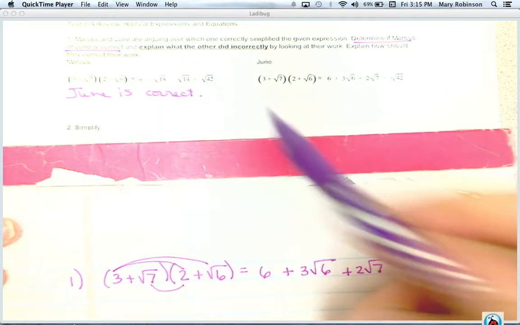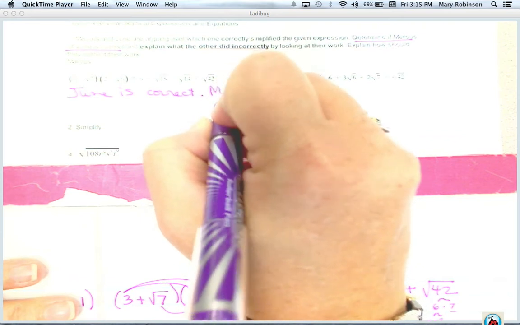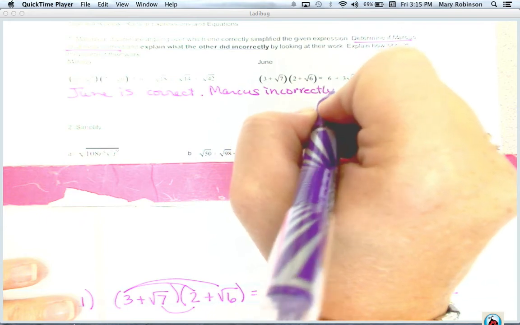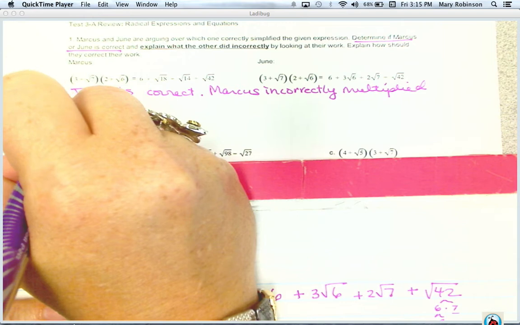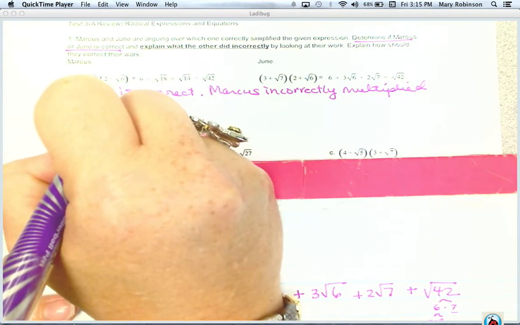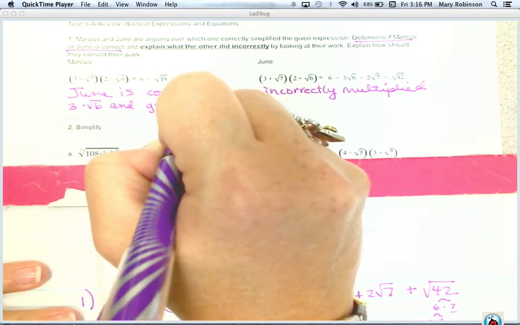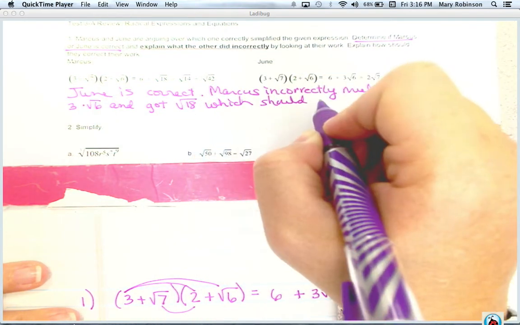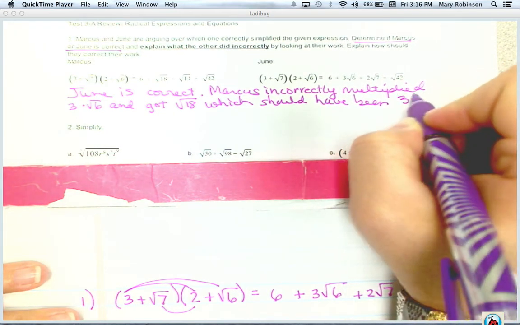And then it says explain what the other did incorrectly by looking at their work and what they should have done. So we can explain that Marcus incorrectly multiplied 3 times the square root of 6 and got the square root of 18, but it should have been 3 square roots of 6.